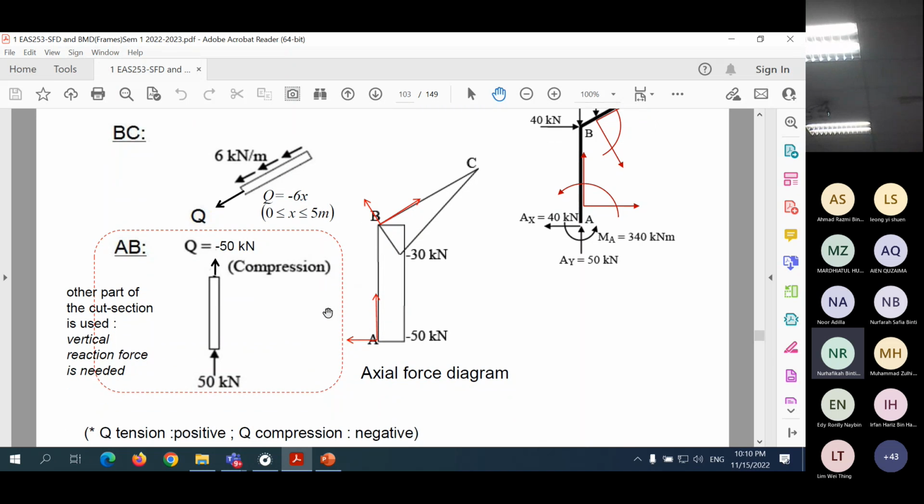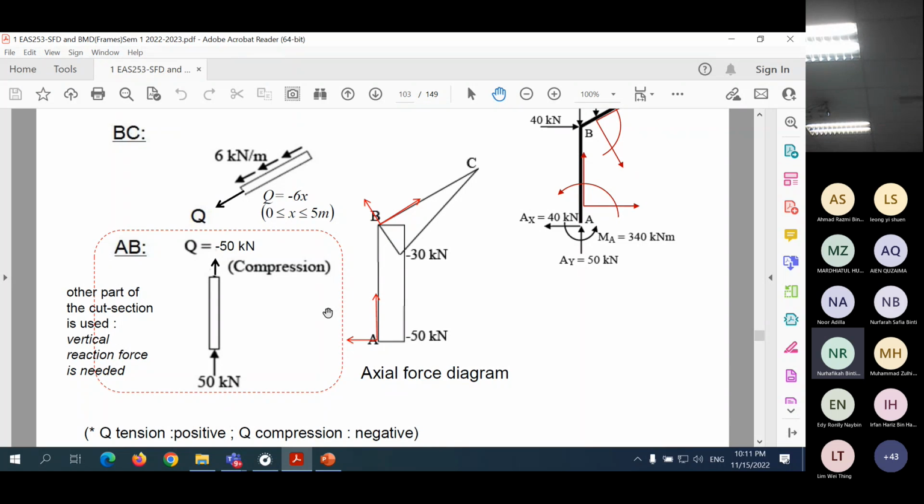And here, just to show you, I don't know how to explain what is the meaning of that thing, but this is asking for your attention, okay? Asking for your attention. Please pay attention to BC, 6 kilonewton per meter, AB compression 50.